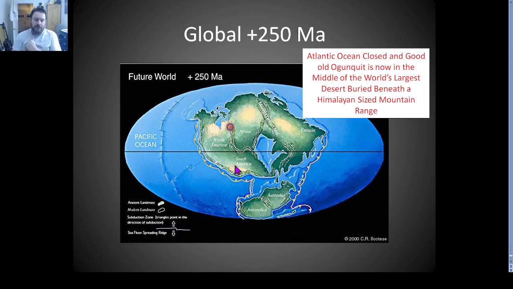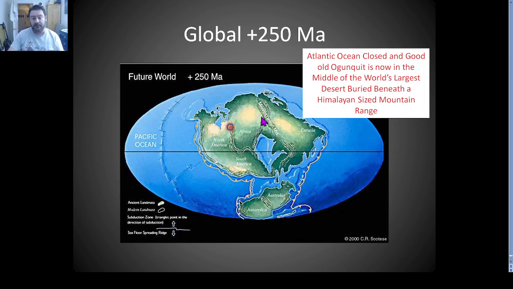And then 250 million years from now, we have, I forget what they called it, Pangaea Noir or something like that. And Algonquin is welded somewhere in between Africa and North America. The Atlantic Ocean is closed. Good old Algonquin is now in the middle of the world's largest desert, beneath Himalayan-sized mountains. And that is the fate of us.